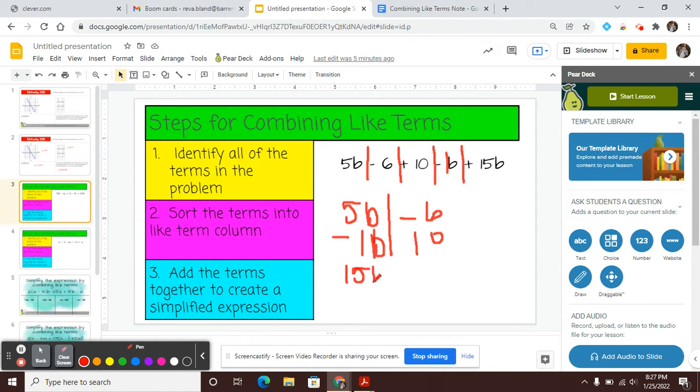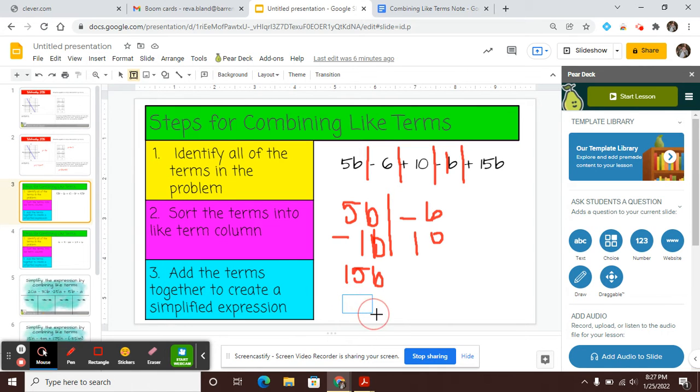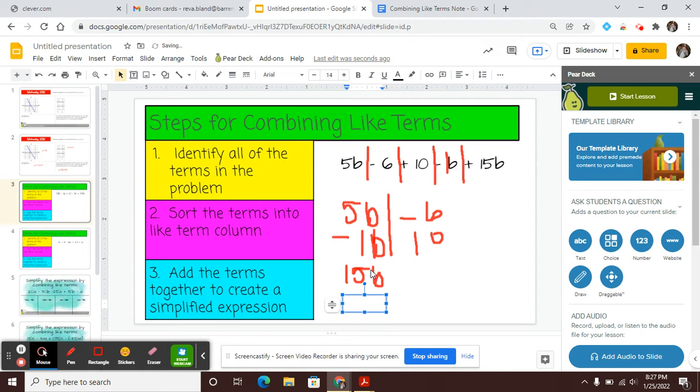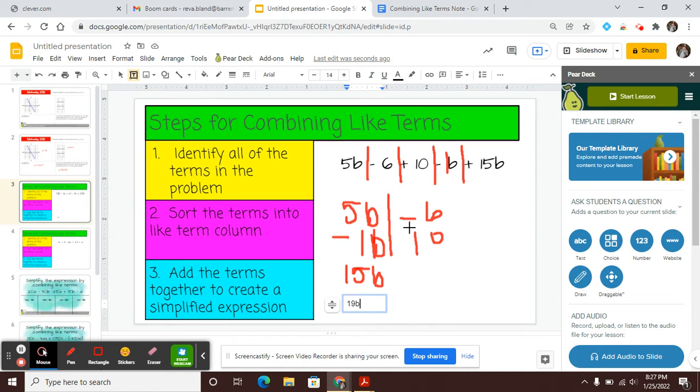So then I'm going to step three and I'm going to add my terms together. I'm going to insert a text box just because it'll be easier to see. So what I've got here is 5 plus -1 is 4. 4 plus 15 is going to be 19b. And then for my other column, -6 plus 10 is going to be 4. So when I look at this, I've got 19b and I've got 4.